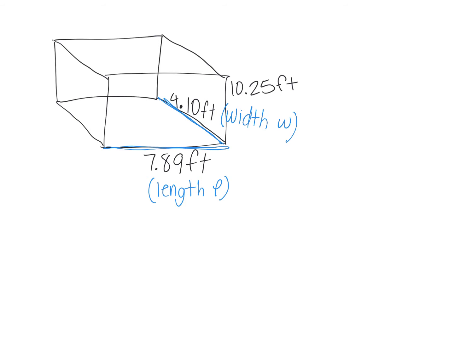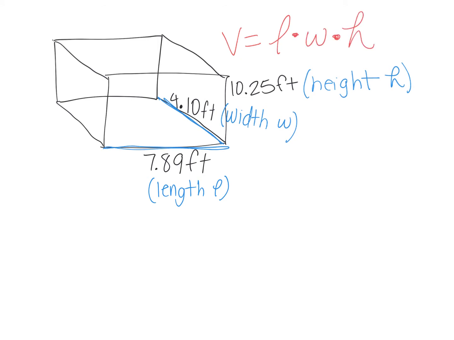And last I have height. Height is how tall my shape is. My shape is 10.25 feet tall. And height is represented with an H or a cursive H. Now every time I solve a problem using a formula, the first thing that I always do is write my formula down so I know what I am following, what numbers I need to substitute in. So V for volume equals L times W times H.